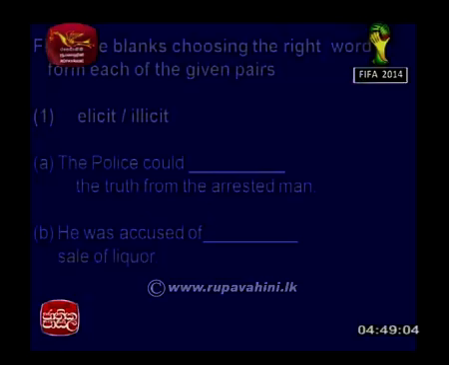Elicit, illicit. First one, how do you pronounce it? Second one, illicit. The police could blank the truth from the arrested man. And you should be able to guess. It is very helpful if you are able to guess the answer.